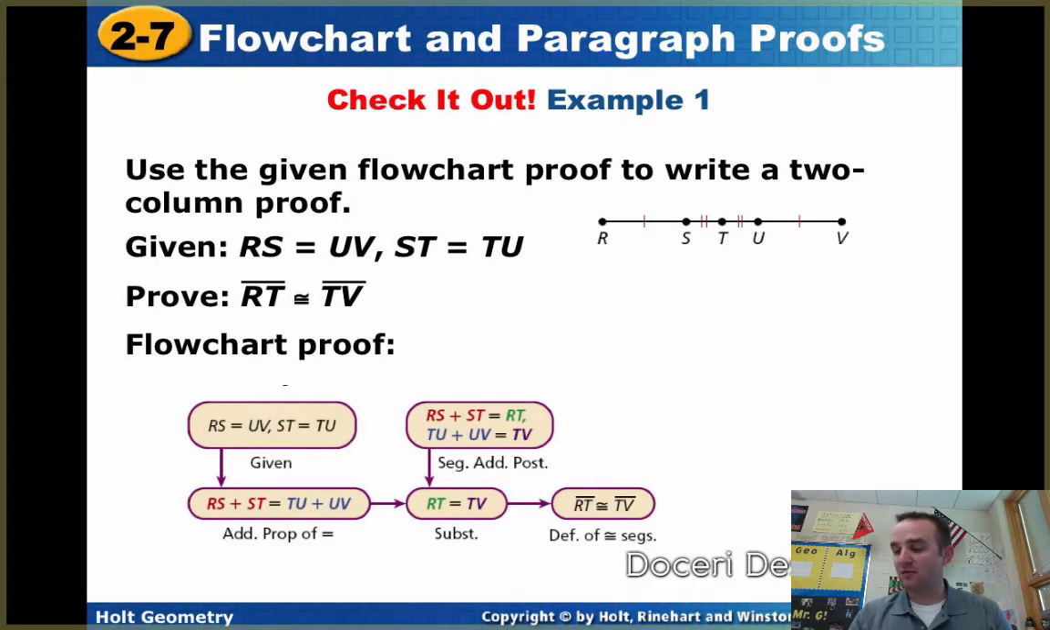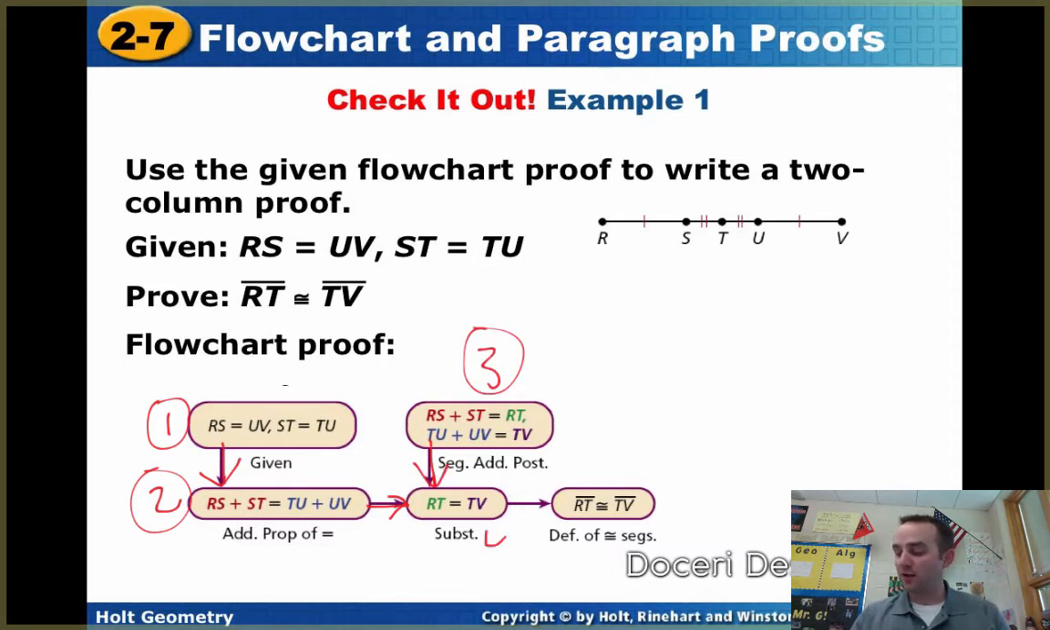We know that our given is always our first step. So if our given's our first step, that has to be 1. Well, the only place that we can go with that, we follow our arrow, is here, is 2. You might think that this is 3, but we can't use that one until we have this one. So that has to be 3.